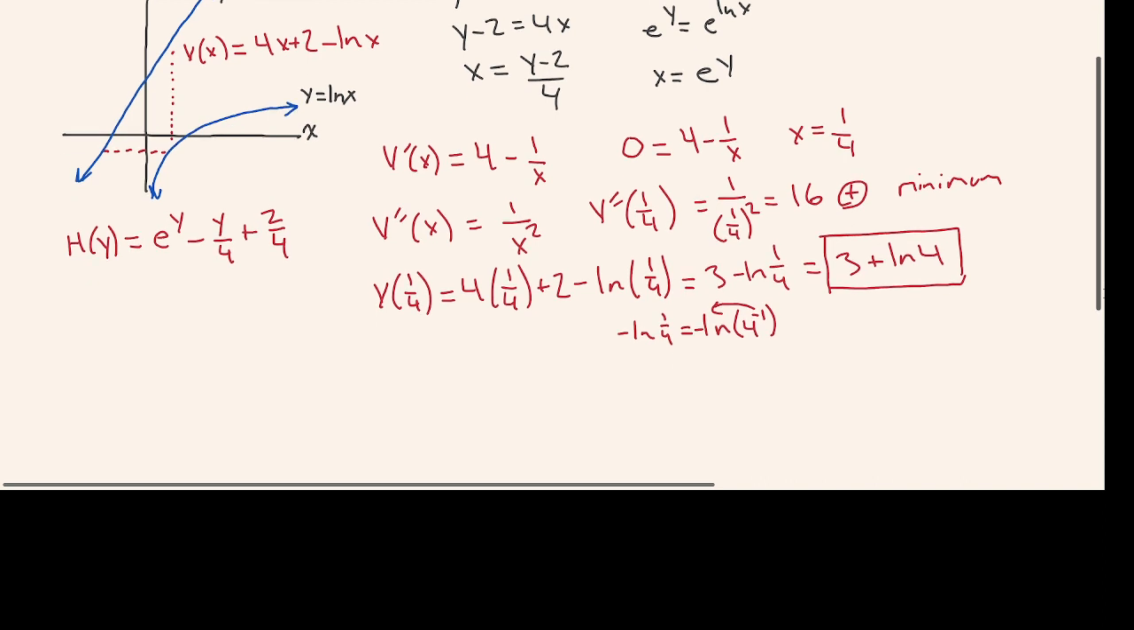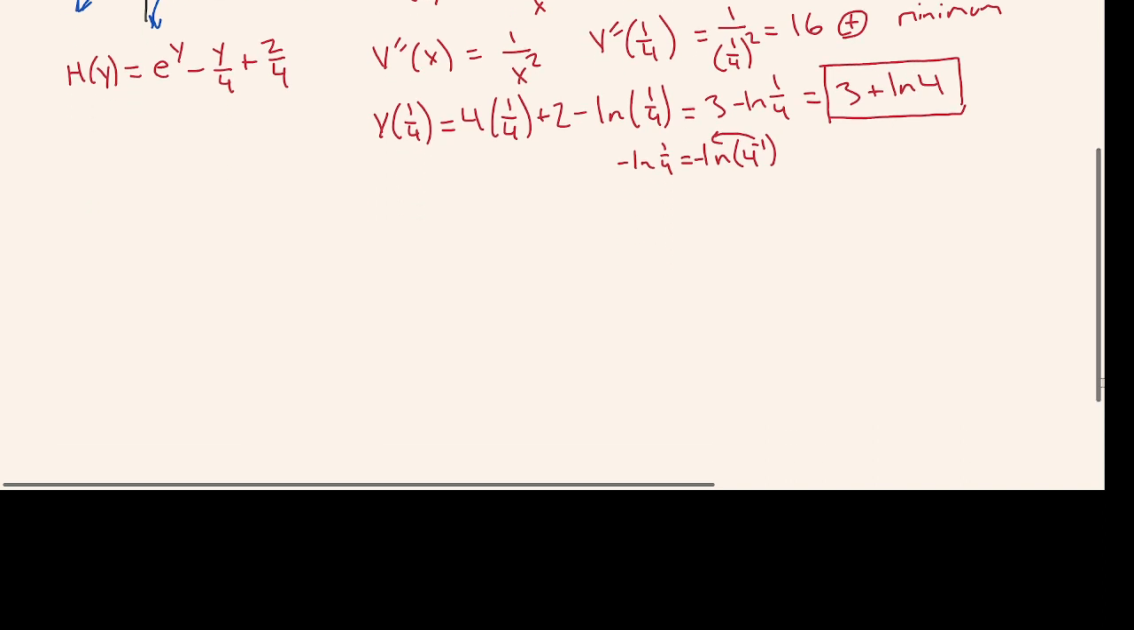Now, we're going to use this same method, the second derivative test, to find the minimum for the horizontal distance. So let's find the first derivative. h prime of y is equal to e to the y minus 1 over 4, because the derivative of e to the y is e to the y. The derivative of negative y over 4 is negative 1 over 4. And the derivative of 2/4 is 0 because it's constant. So let's set this equal to 0.